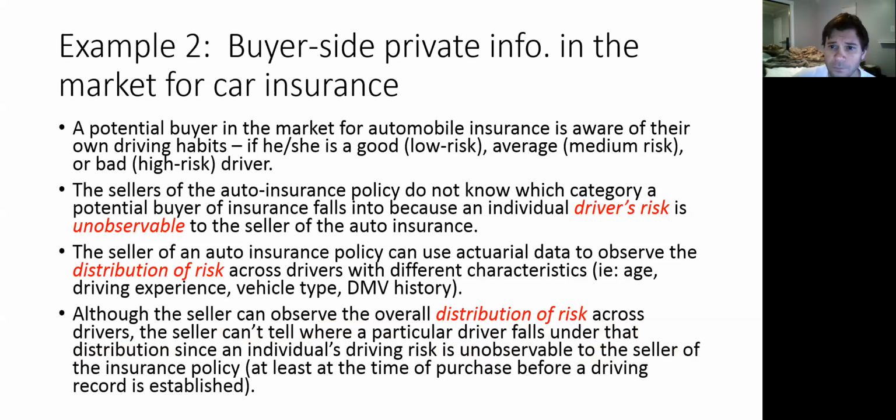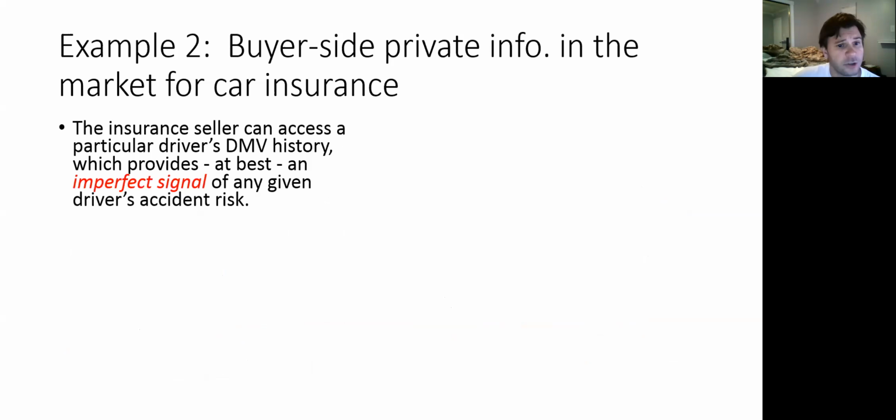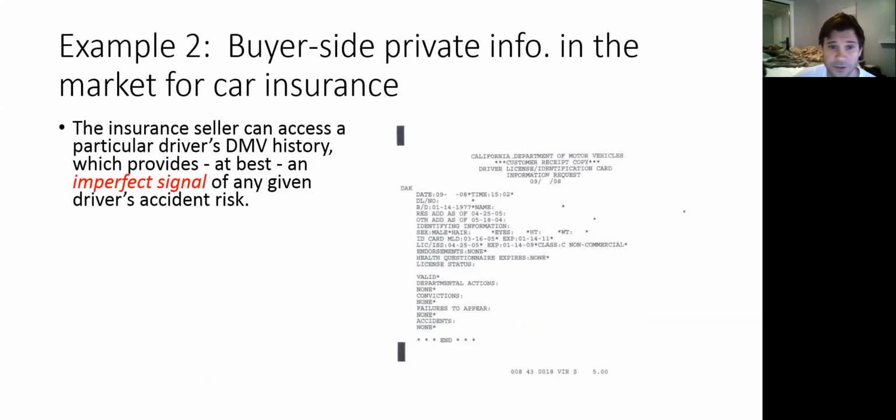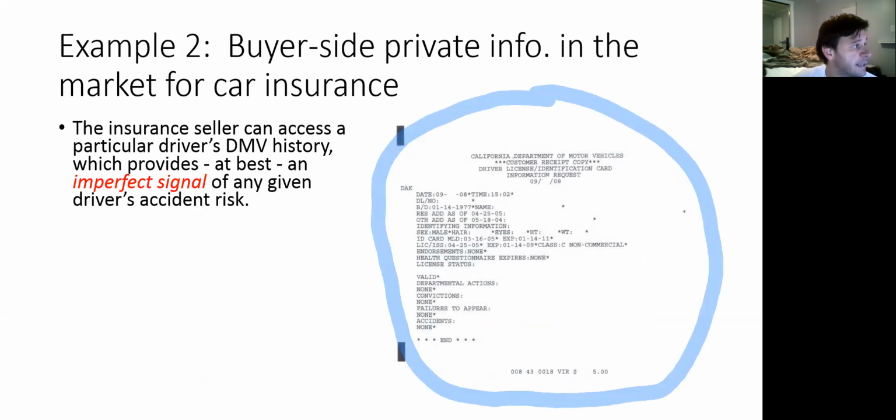So what is the seller able to do here? Well, the seller can access a particular driver's DMV history, which again, I'm going to argue provides at best an imperfect signal of any given driver's accident risk. So over here in the right diagram, we have a picture of a fairly clean DMV record. Okay. So the insurance agent, the person writing the policy, is able to access this information.